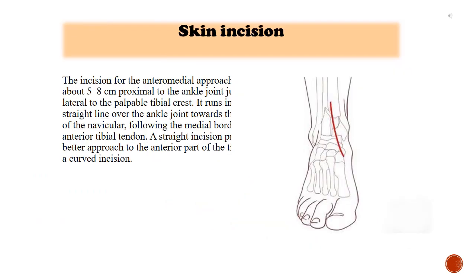Skin incision. The incision for the anteromedial approach starts about 5 to 8 cm proximal to the ankle joint, just lateral to the palpable tibial crest. It runs in a straight line over the ankle joint towards the base of the navicular, following the medial border of the anterior tibial tendon. A straight incision provides a better approach to the anterior part of the tibia than a curved incision.